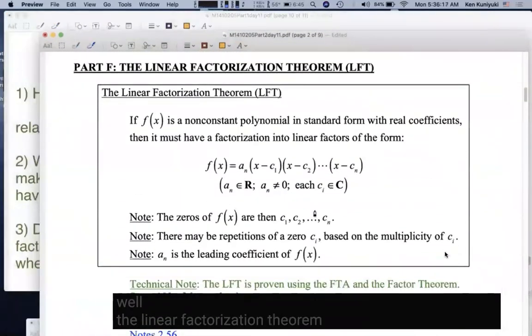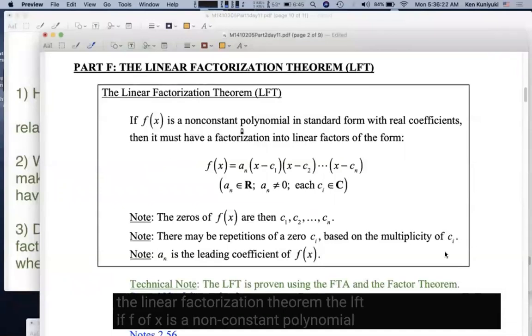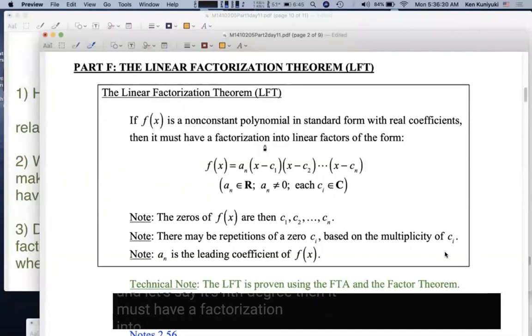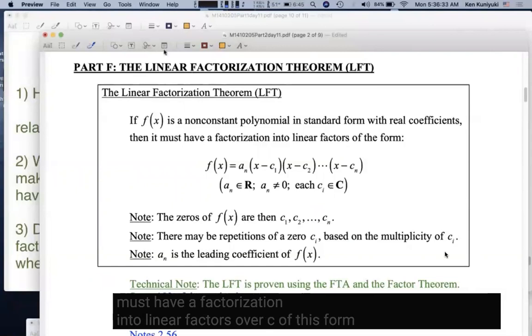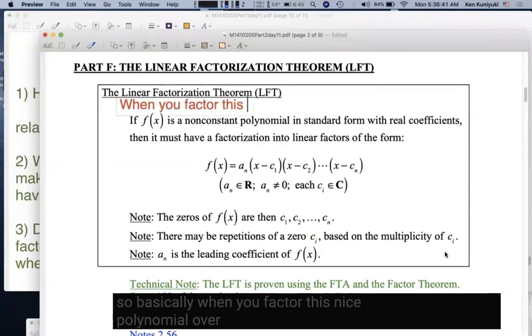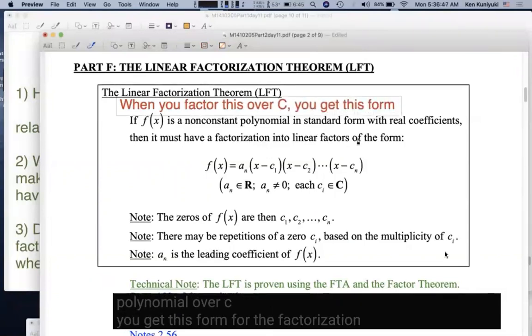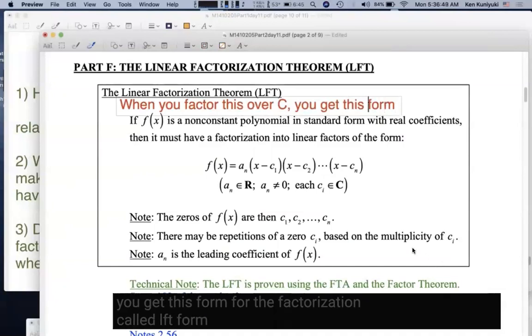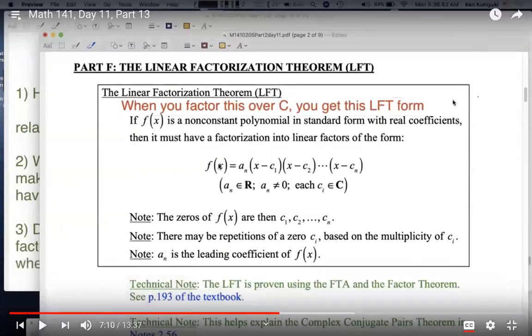The linear factorization theorem, the LFT. If f of x is a non-constant polynomial in descending powers with real coefficients, and let's say it's nth degree, then it must have a factorization into linear factors over C of this form. So basically, when you factor this nice polynomial over C, you get this form for the factorization called LFT form. I should mention that a constant factor is also possible, that leading coefficient.